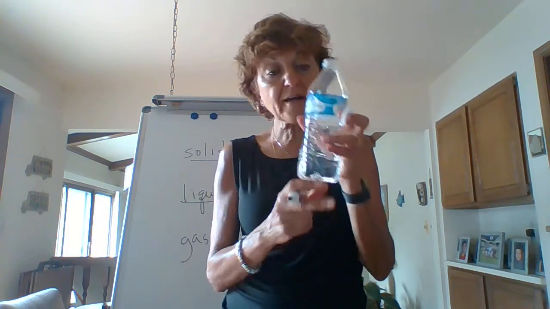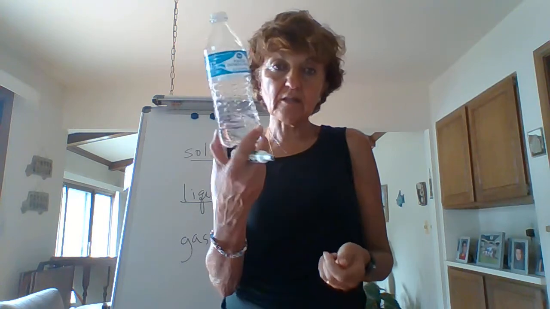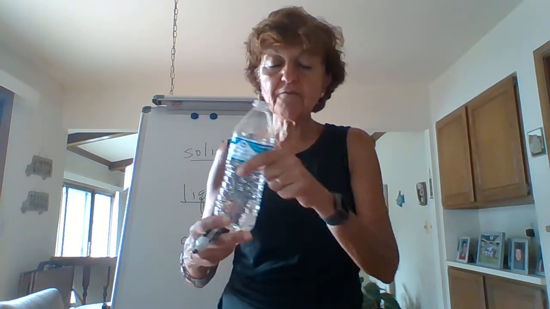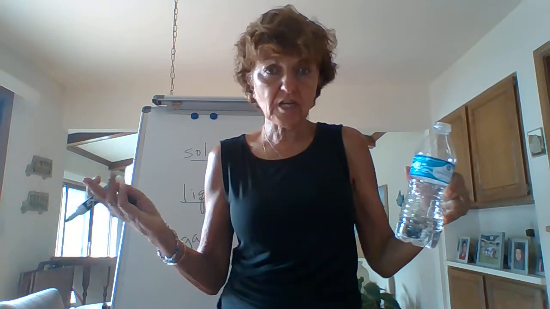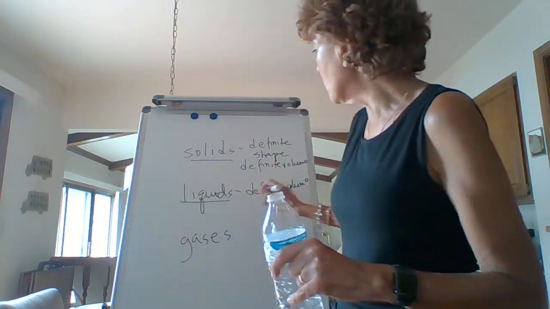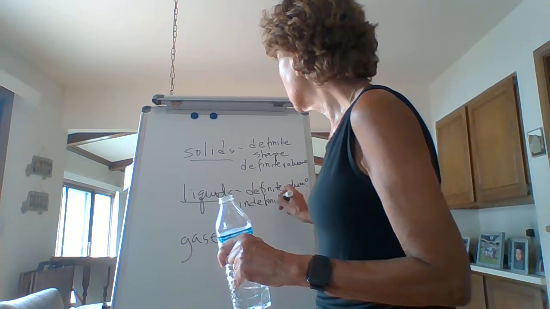But shape-wise, right now, if this was filled with water, the shape would be like the shape of the bottle. But if I pour it on the floor here in my kitchen, obviously the shape is different. So for a liquid, it has an indefinite shape.